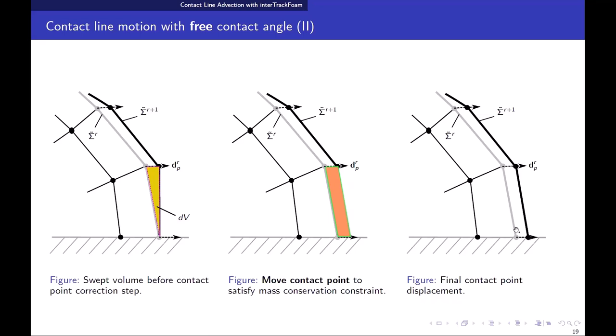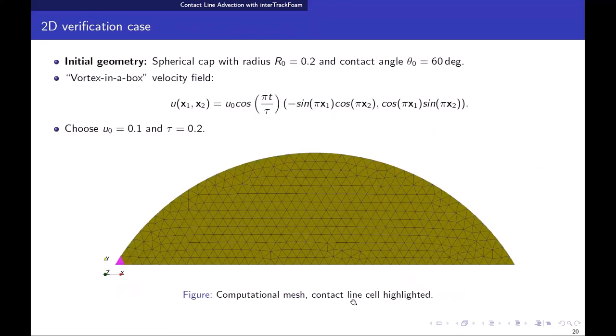So this is just a straightforward way we thought of to see how it goes. Our 2D verification case is initialized with a radius of 0.2 and a 60-degree contact angle, and we use the vortex-in-a-box velocity field. This is a known velocity field, which is divergence-free and periodic in nature. And I'm measuring the contact angle only in this cell on the left corner here.